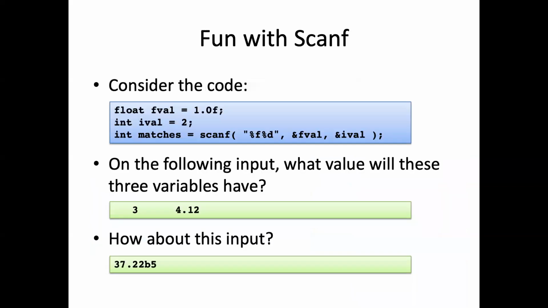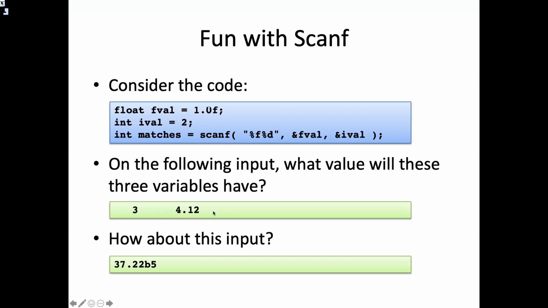I brought a couple of examples to look at. So here, I've got a variable f value and i value. I go ahead and put initial values in those, but I'm going to overwrite them with this call to scanf. After I've declared them, I call scanf and I say read a float and a decimal integer and store them in these 2 variables and tell me how many things you successfully read. So let's say we call this, and then let's say the input is this first green box down here. So some spaces and then a 3 and then some spaces and a 4.12.